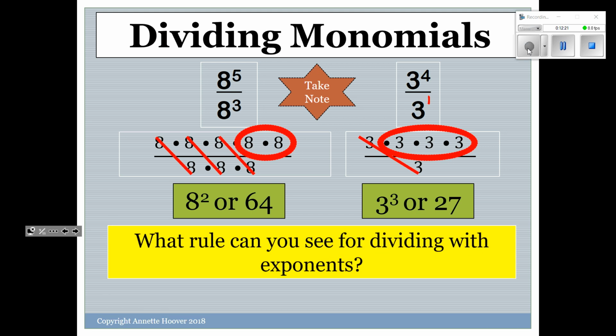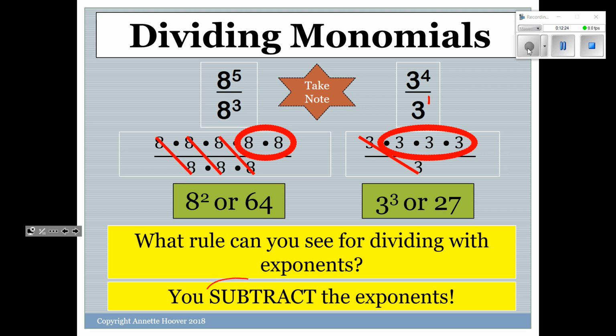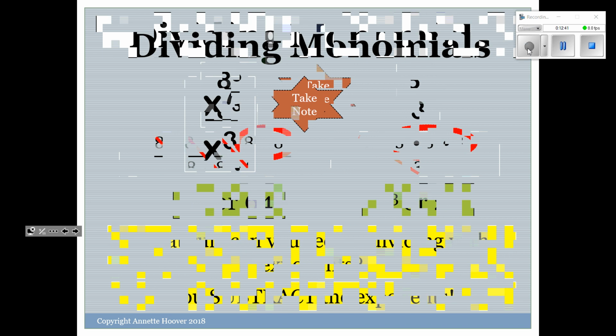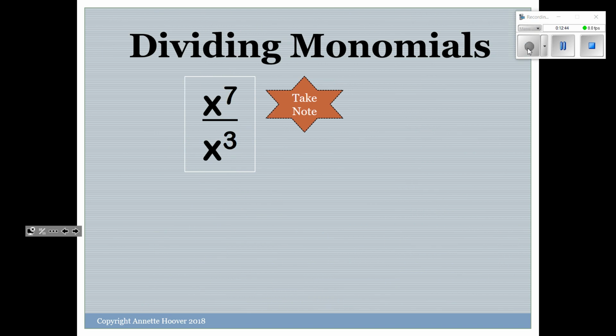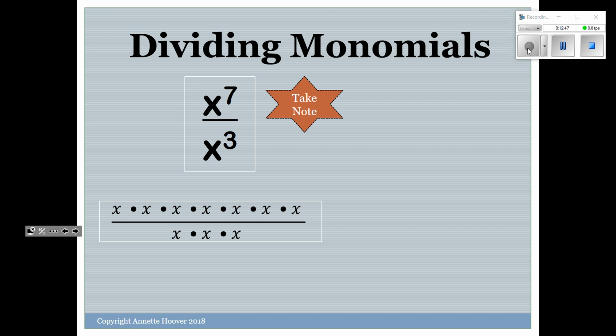So what is the rule for dividing with exponents? You subtract the exponents. So in review, when multiplying, we actually added the exponents. When dividing with monomials, we actually subtract the exponents. And if you write these examples in your notes, you will see why that is true. So here we have x to the 7th power divided by x to the 3rd power. So we have 7 x's on the top, 3 x's on the bottom. So 3 of these get canceled out, and what is left? We have 4 x's on the top. All we had to do was go 7 minus 3, which was x to the 4th power.